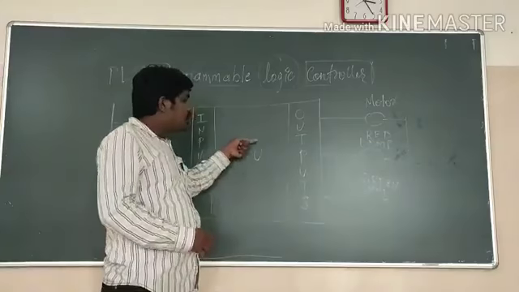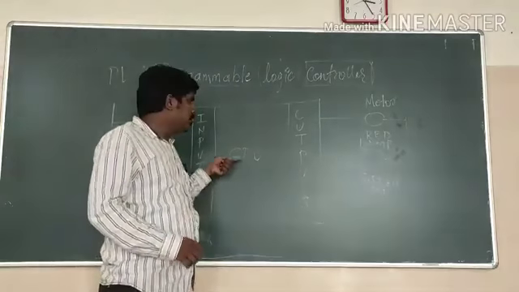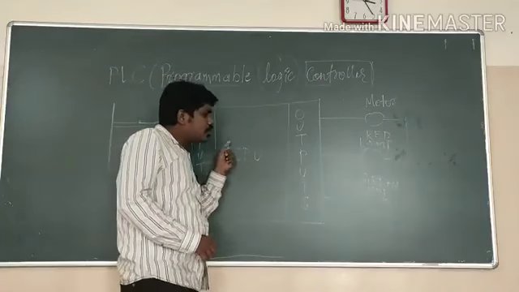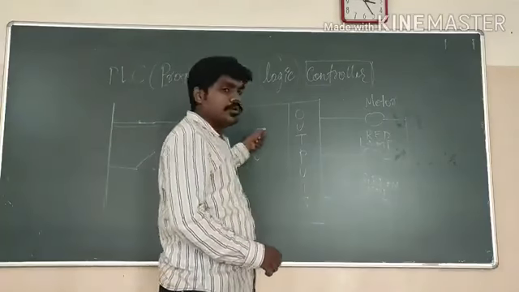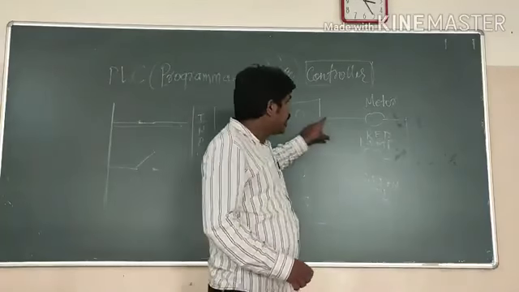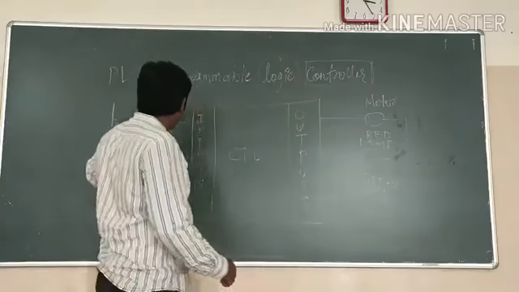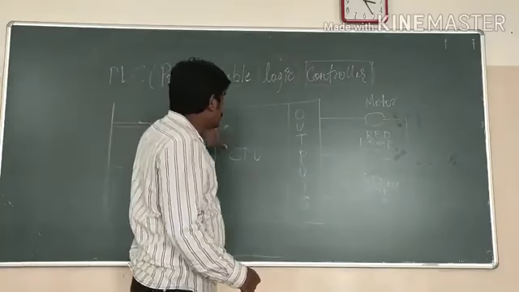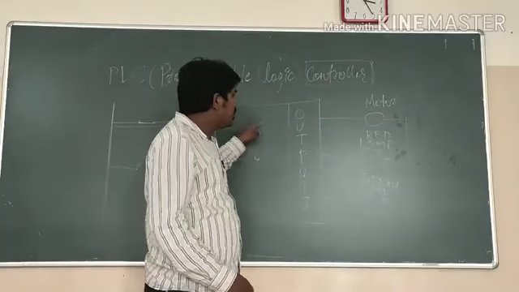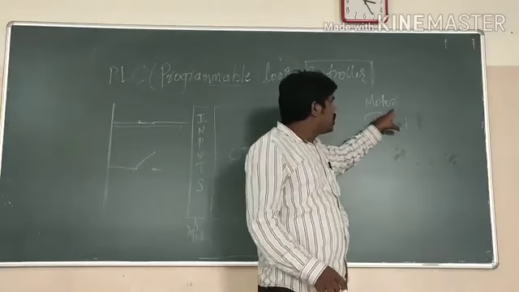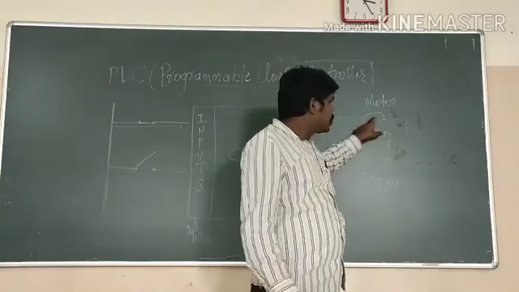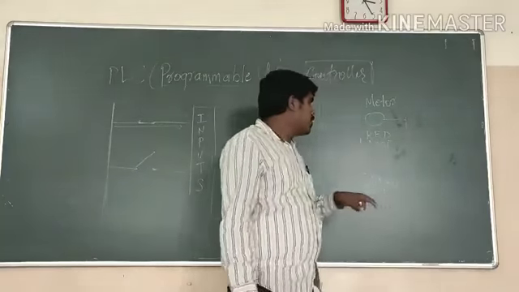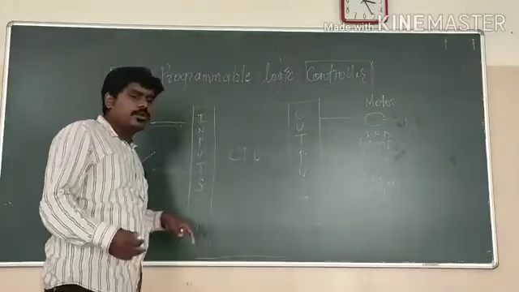According to the program, we are going to store our program in the CPU, and according to the program, the output will be executed. Let's suppose after pressing this button, my motor should start. So according to the program, the output will make the motor start and the green lamp will be on. Let's suppose green will indicate the motor start.